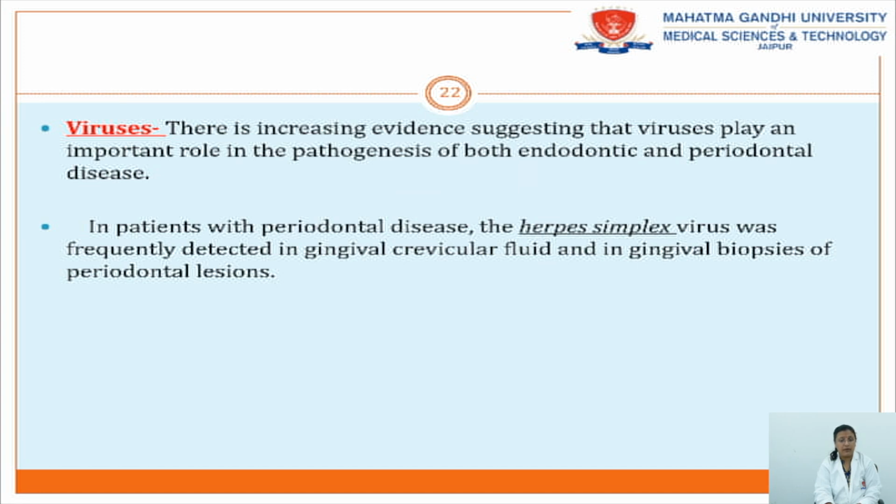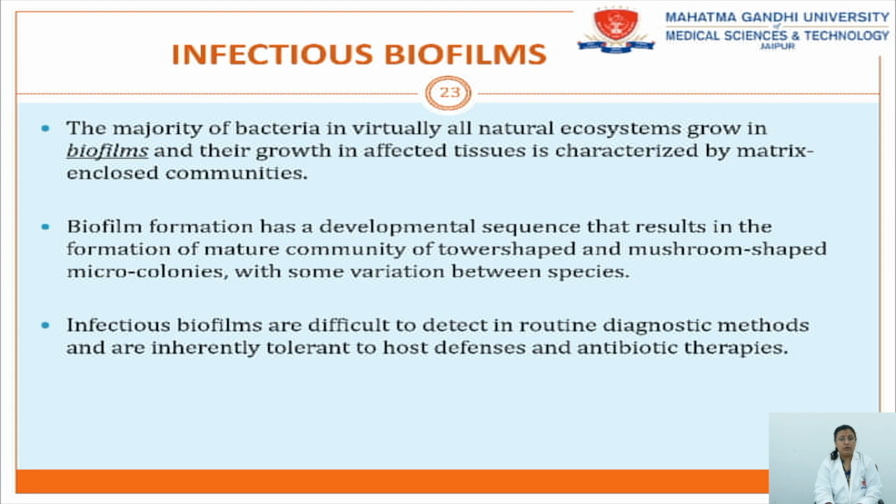Viruses. The most common virus associated is herpes simplex virus, and it was detected in GCF and in gingival biopsies of periodontal lesions. Biofilm is also found in various endoperio lesions, and it is characterized by a matrix-enclosed community. It is characterized by mushroom-shaped colonies with some variation between the species. They are difficult to detect in routine diagnostic methods and are inherently tolerant to host defenses and antibiotic therapies.